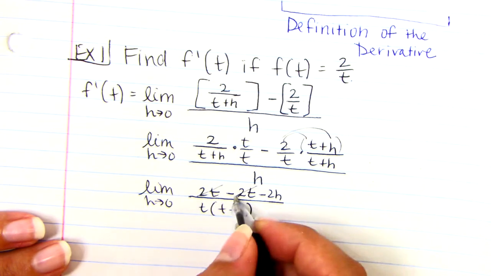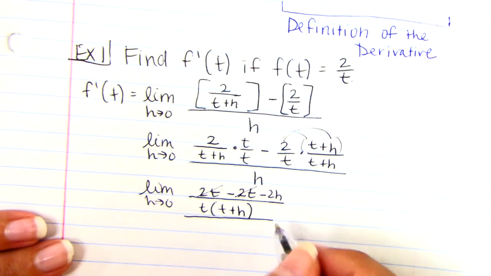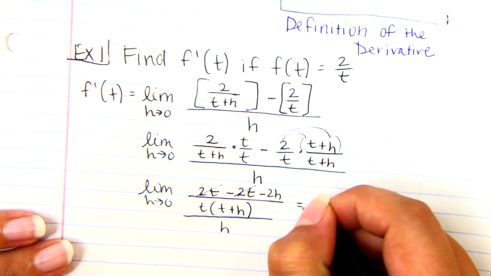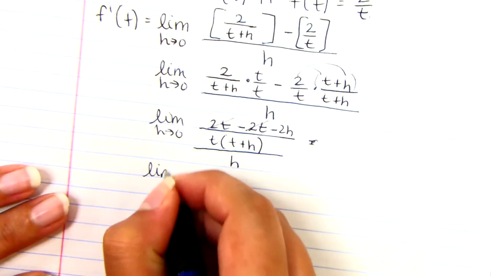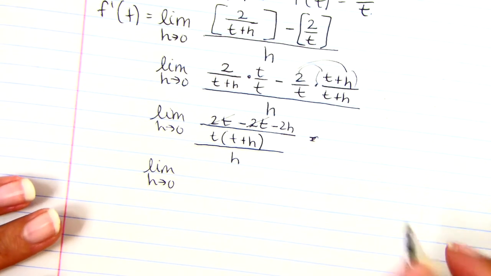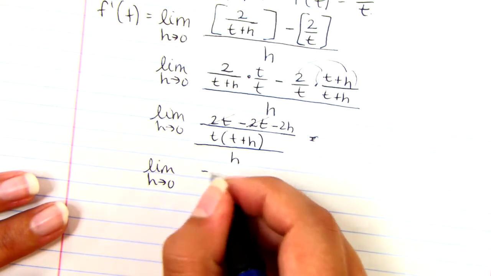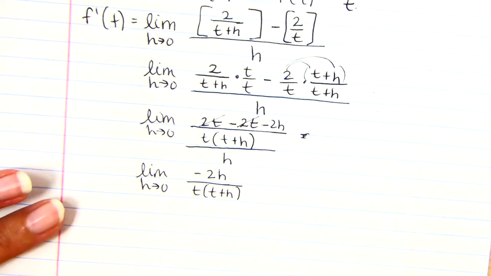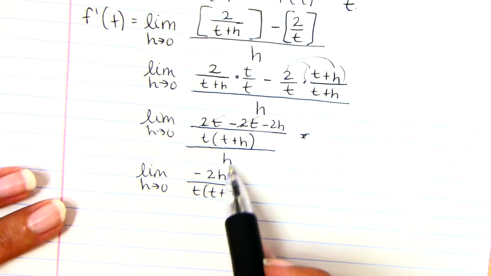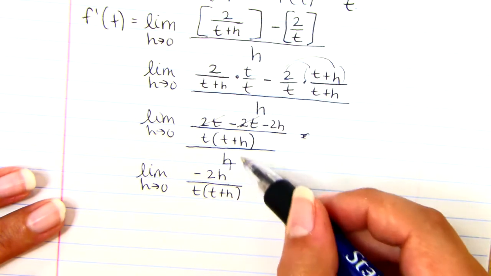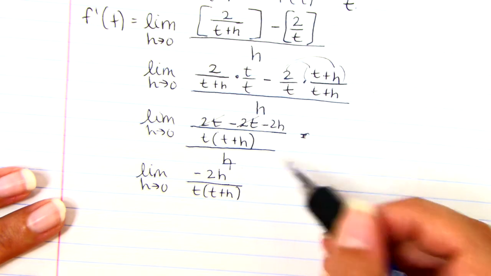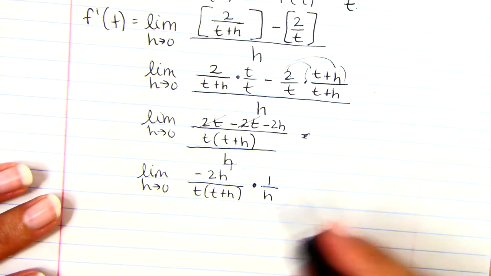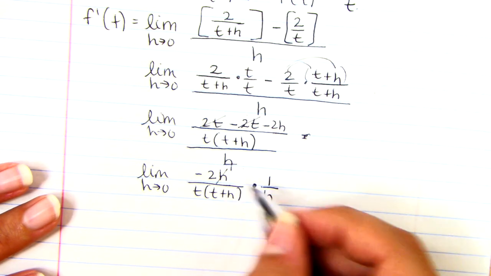Good. Now this is still all over h. I'm going to keep working down, actually. Limit as h approaches 0. So at this point, we've got negative 2h over t times t plus h. When we get that indeterminate form, it means that there's a common factor. Right now, I've got a fraction divided by h. I could look at it almost like I'm putting h over 1. That way I don't have a fraction divided by a fraction, but I have a fraction times the reciprocal, 1 over h. This is the reason I'm getting the indeterminate form, that 0 over 0. So my h's need to go away.